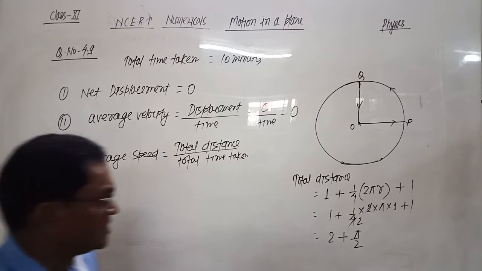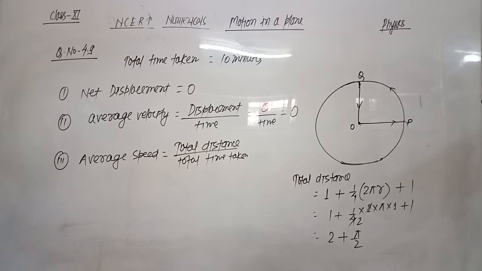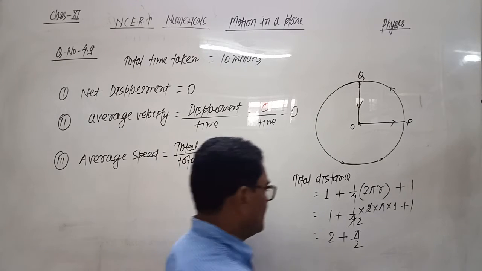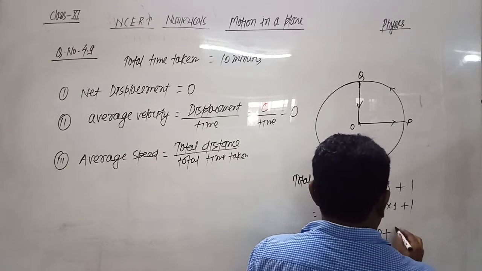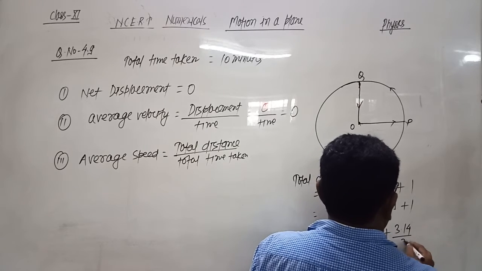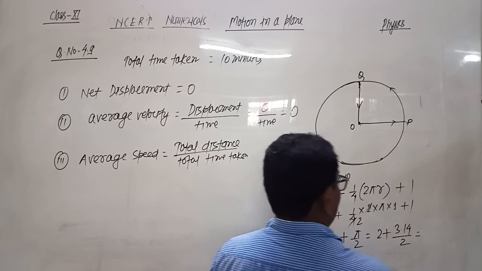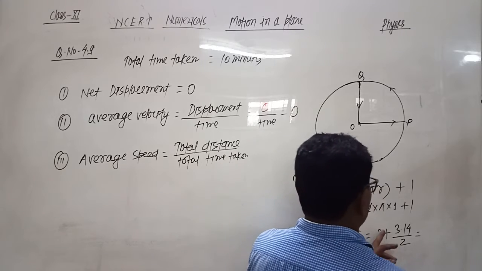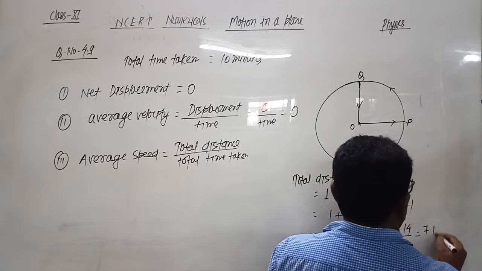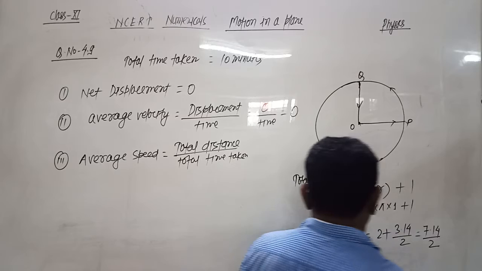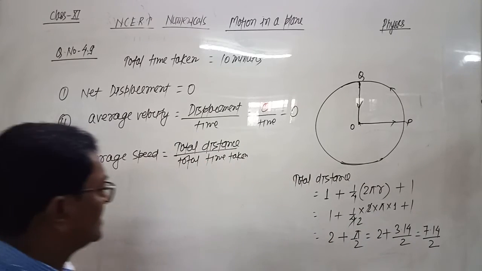We get the total distance as 2 plus pi by 2. The value of pi is 3.14, so taking 3.14 upon 2 and the LCM 2, 2 into 2 is 4, plus 3.14 is 7.14 upon 2. So this is the total distance covered.